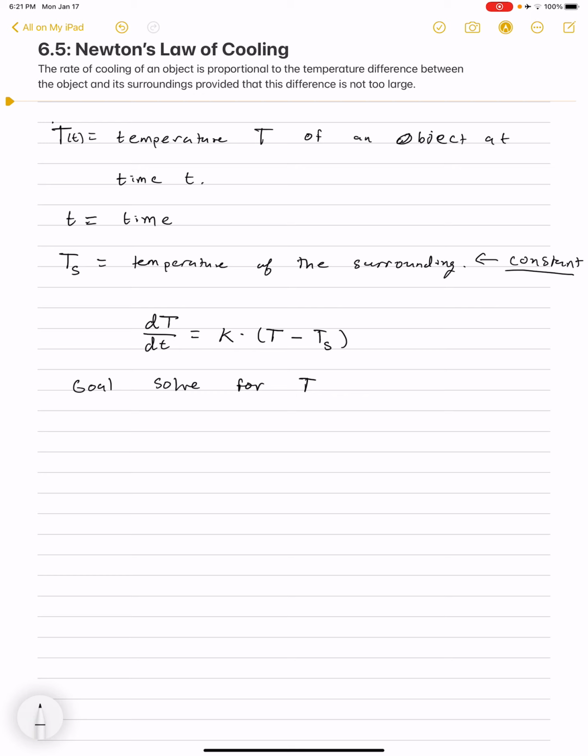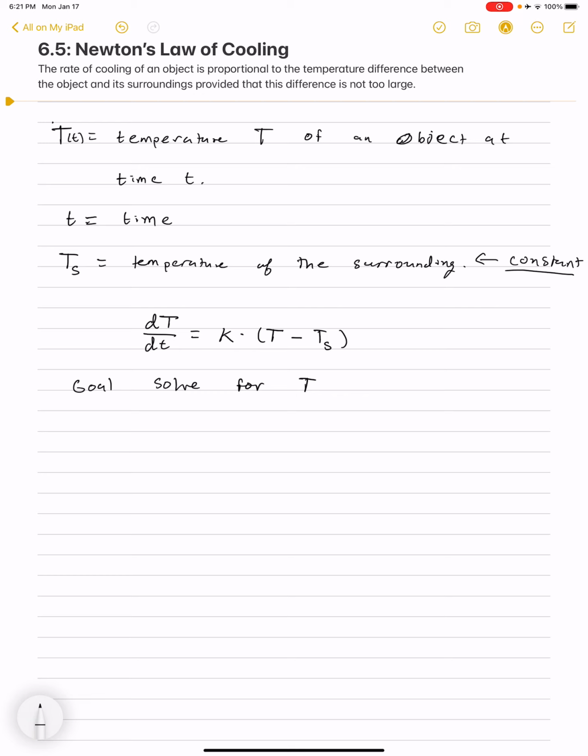So the derivative of temperature with respect to time is equal to, or proportional to, the temperature difference between the object T and its surrounding, so T sub s. So that gives us this equation. Derivative of the temperature with respect to time is k times T minus T sub s.